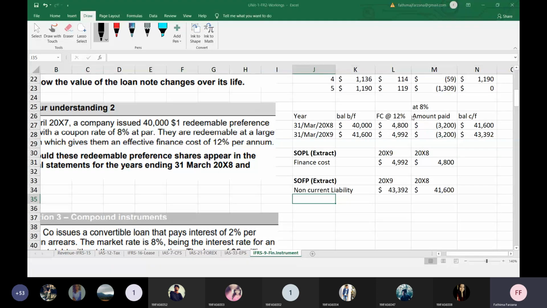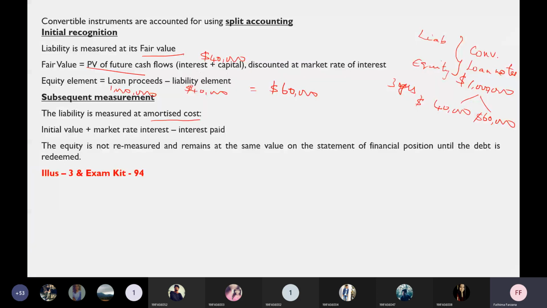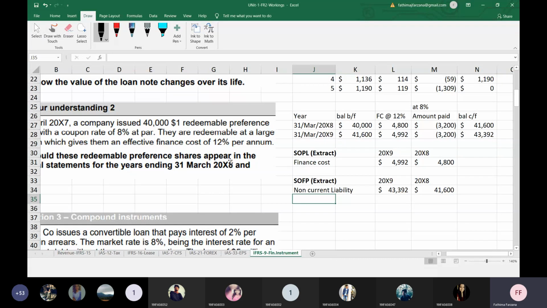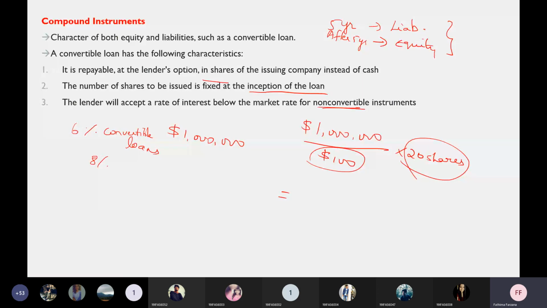If you see the theory part here, I told you I'll refer and let you know. The lender in compound instruments will accept a rate of interest below the market rate for non-convertible instruments. When it is a non-convertible instrument, that is, this particular redeemable preference share is not a convertible one, it is a non-convertible instrument.